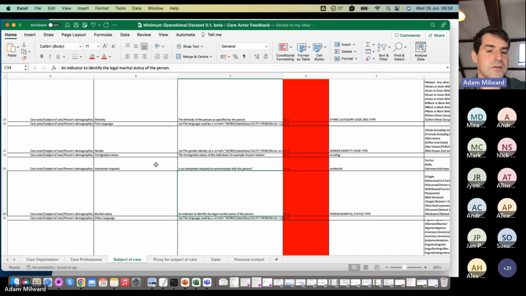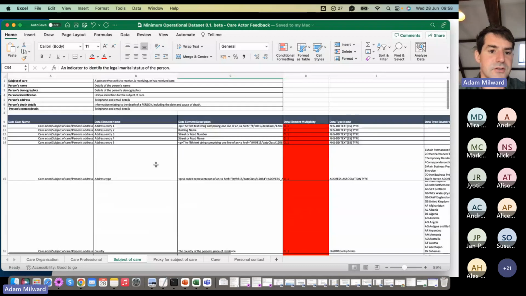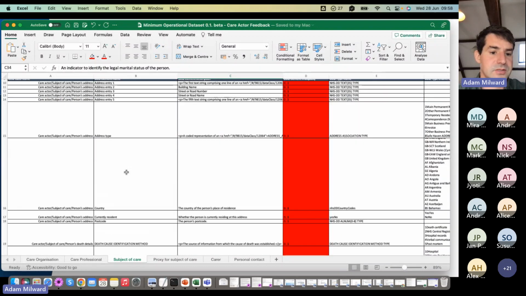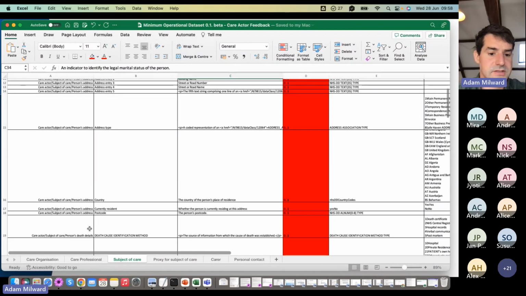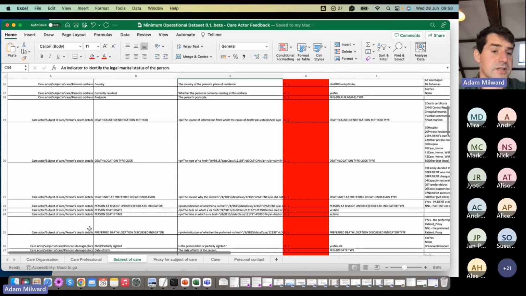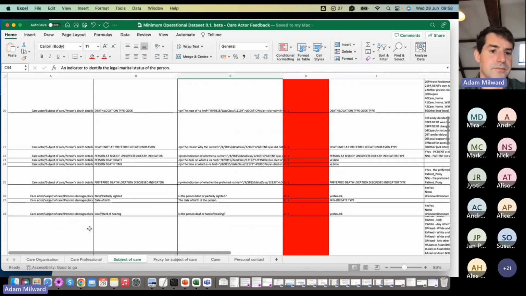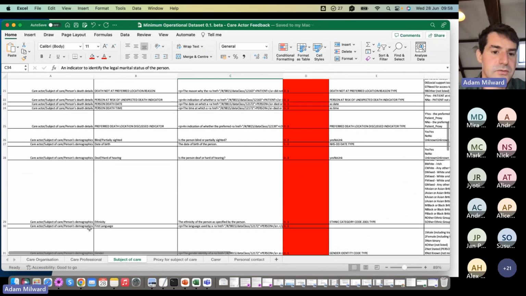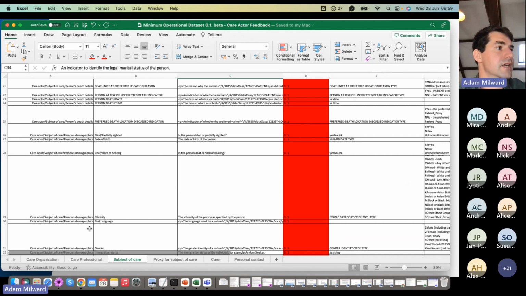So we've got quite a bit of information around the subject of care. We've got a whole load of information about the person's address. We've got potential information about the death details, if that's appropriate, which uses the standard national model and things that need to be provided. We've got the person's demographics and the key elements from the Equality Act.